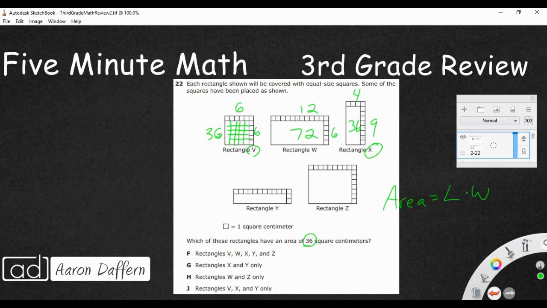1, 2, 3, 4, 5, 6, 7, 8, 9, 10, 11, 12 across for Y. 3 down, so that's going to be 36. So Y is a good one. And 1, 2, 3, 4, 5, 6, 7, 8, 9, 10. 1, 2, 3, 4, 5, 6, 7, 8. 10 and 8. 80. That is not going to work. So it looks like I've got 3 of these circles. It's going to be V, X, and Y, which means our answer is going to be J here. But we had to solve all of them. And even though we've got the squares, let's go ahead and start using this length times width equation.